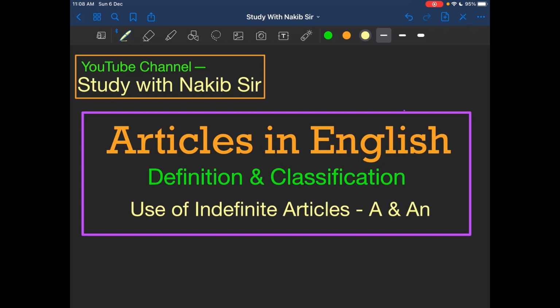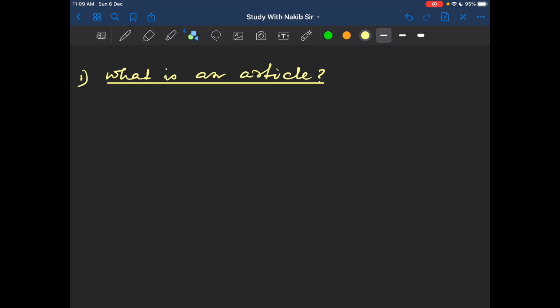So let's start. What do you mean by an article? What is an article? It is a very easy and simple question. You know it all, but you must brush up your concept one time here today. When the concept is clear, learning becomes easier. Now see the answer. An article is an adjective.